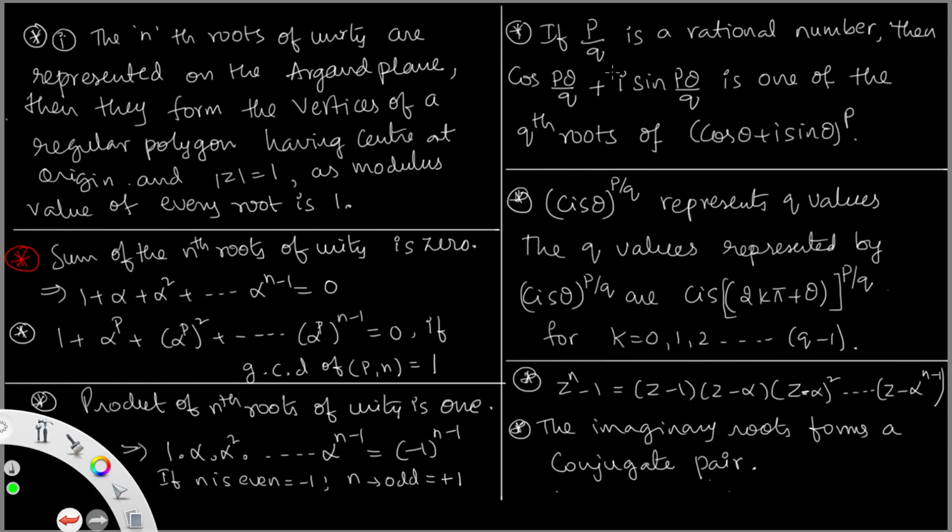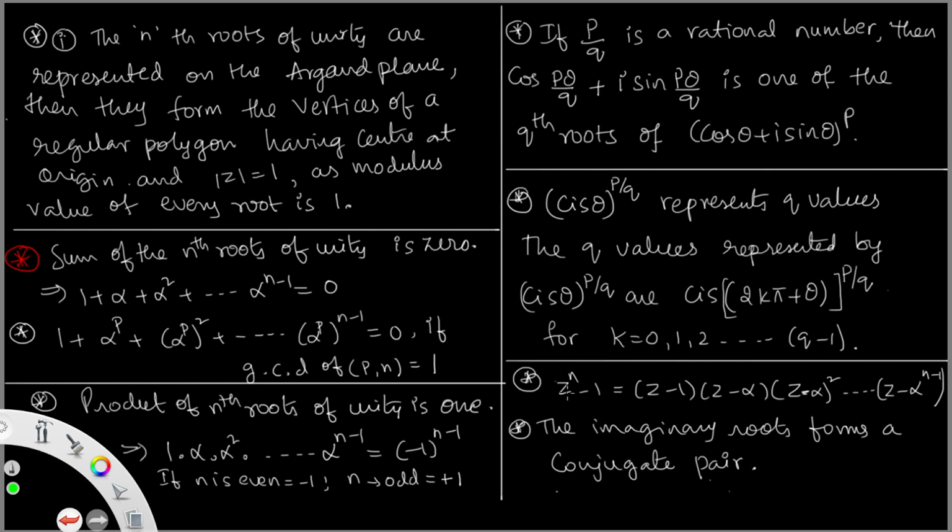So if p by q is a rational number, then cos of p theta by q plus i sin p theta by q is one of the qth roots of the value cos theta plus i sin theta, where cos theta plus i sin theta whole to the power of p by q represents q values. That is the qth roots of the given equation, where p by q is a rational number. The q values represented by cis theta whole to the power of p by q are in the form of the general equation, that is cis of (2k pi plus theta) whole to the power of p by q, where k equals the number of rotations, starting with 0, 1, 2, and so on up to q minus 1.